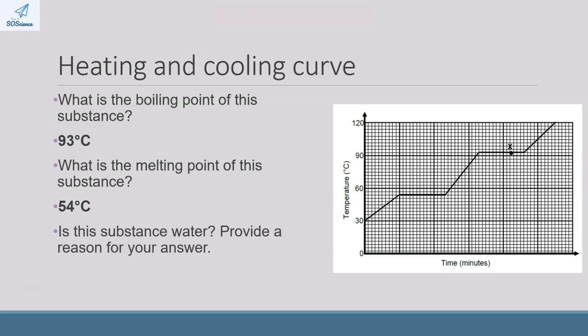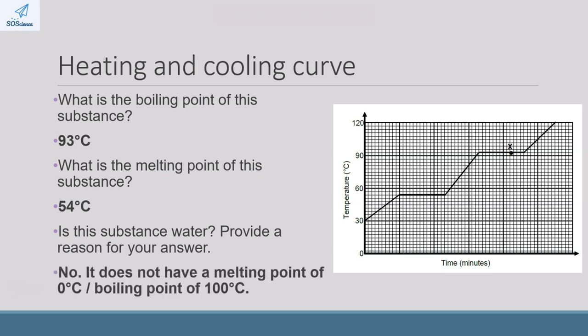Is the substance water? Provide a reason for your answer. We know that the melting point of water is 0 degrees Celsius and the boiling point of water is 100 degrees Celsius. And that is not the case for this substance. So the answer is no. You can either say that it doesn't have a melting point of 0 degrees Celsius or that it doesn't have a boiling point of 100 degrees Celsius to answer this question.